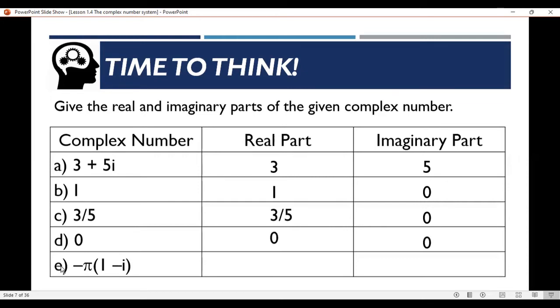Next. Negative pi, quantity 1 plus i. Ano yung real part? Negative pi. Okay. Ano naman yung imaginary part? Positive pi. Ayan. Okay, so okay na tayo dun, ha? Sa real and imaginary parts.